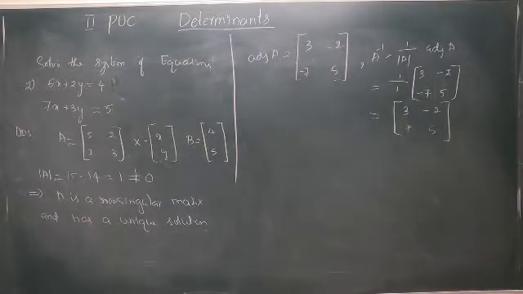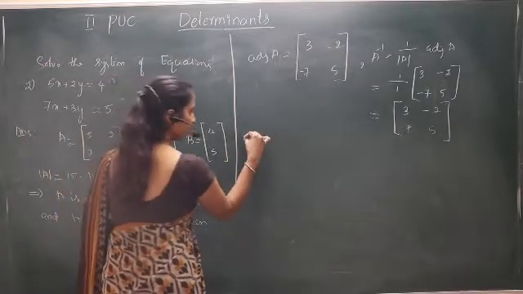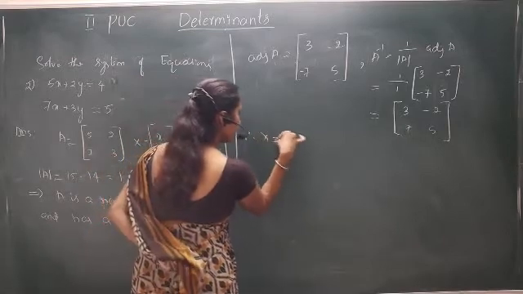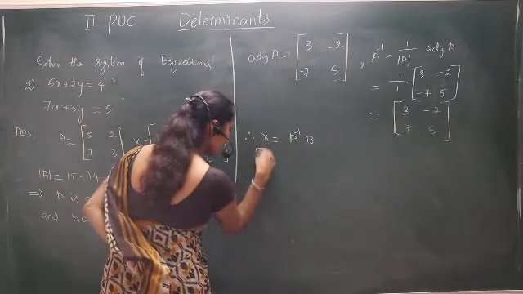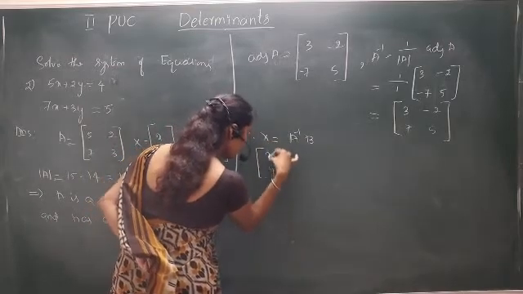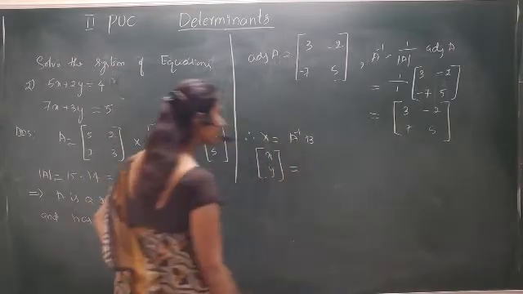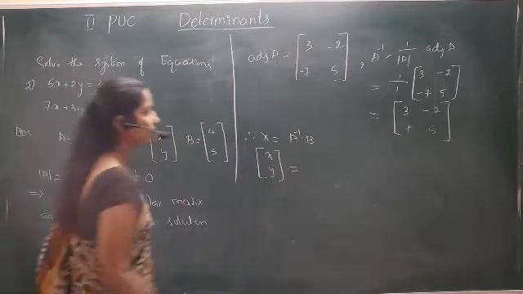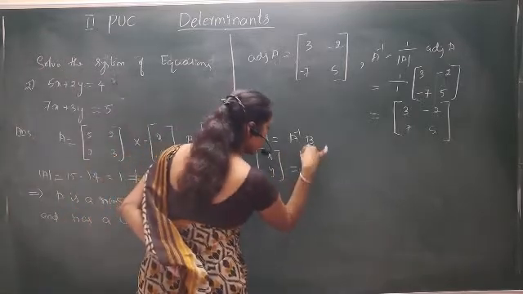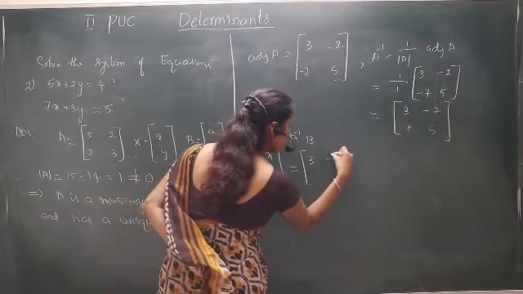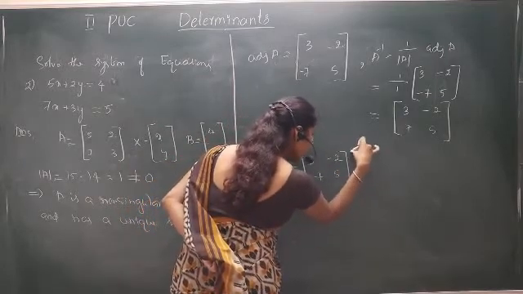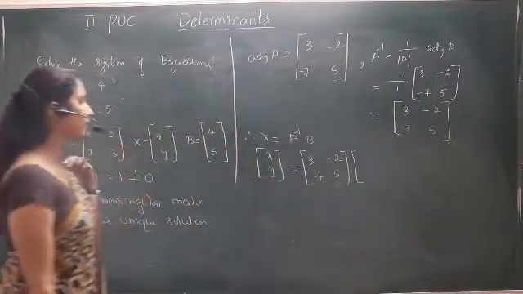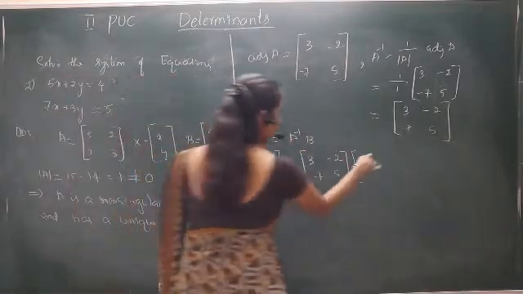So X is equal to A inverse B. What is X here? X is x, y. This is equal to A inverse, which I have calculated already, 3, minus 2, minus 7, 5, into the matrix B, that is 4, 5.